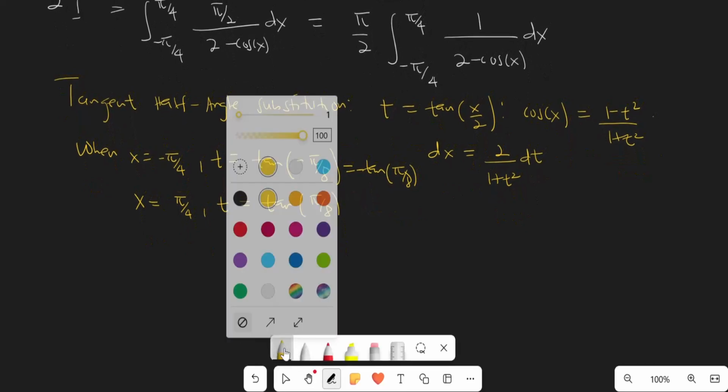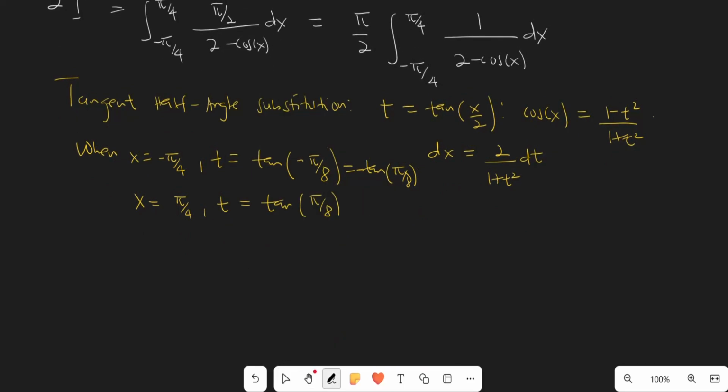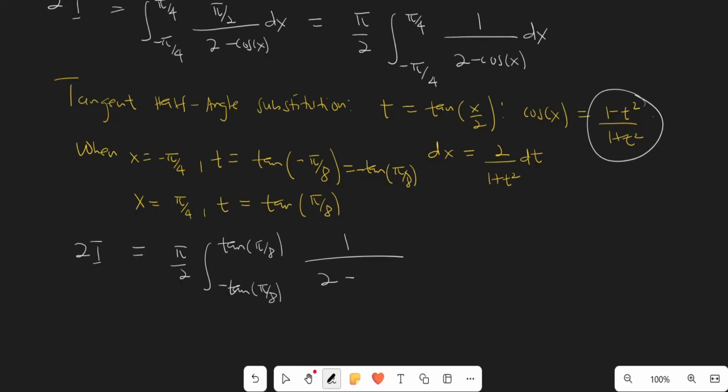Now let's substitute this into our integral. So our integral 2I is really equal to pi over 2, the integral with limits that will now change from negative tan of pi over 8 to positive tan of pi over 8, of 1 all over 2 minus cosine of x. Cosine of x can be written like this, which is (1 minus t squared) all over (1 plus t squared), times dx, and dx can be written like this, which is 2 over (1 plus t squared) dt.